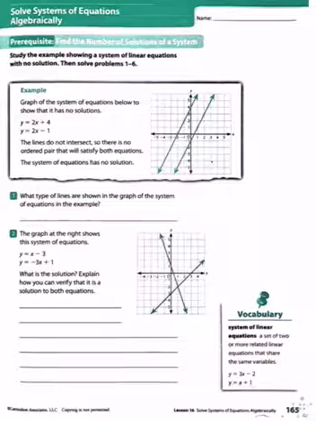Problem number 1. What type of lines are shown in the graph of the system of equations in example? Well, if you look at the graph, you'll see two pairs of parallel lines. So what type of lines? They are parallel lines.